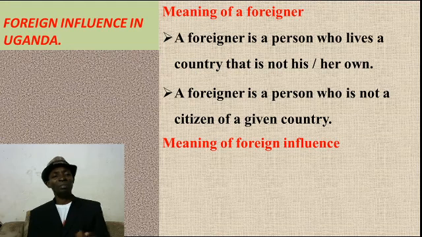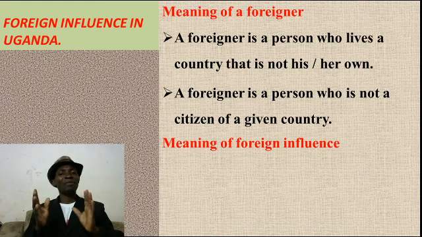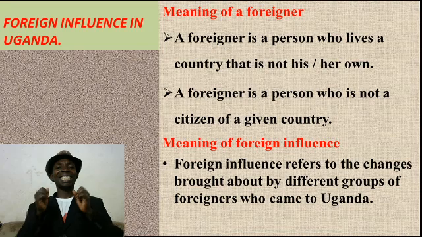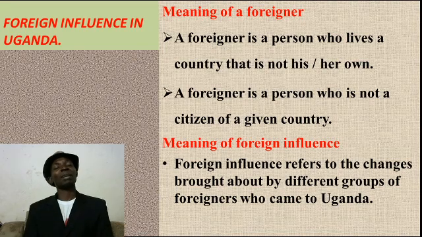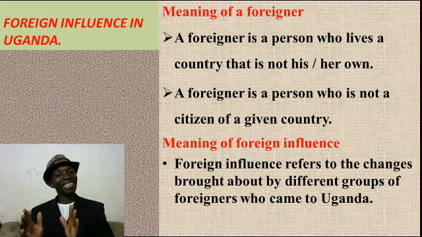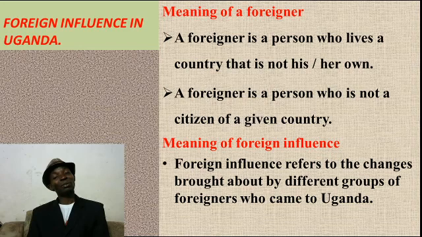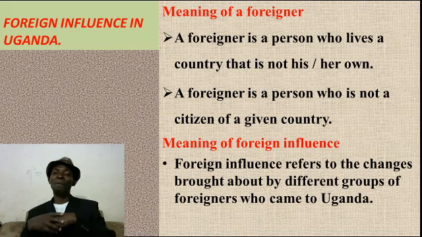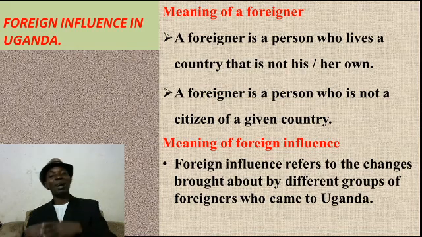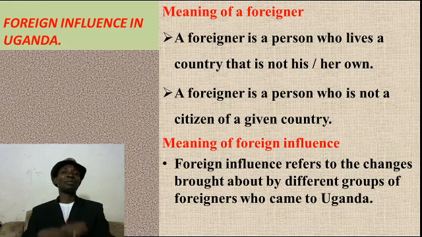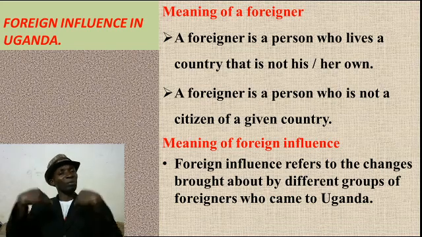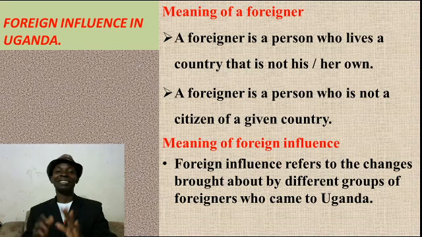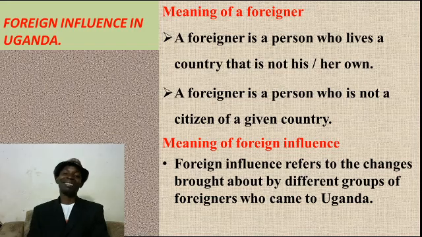Now, what does the word foreign influence mean? Foreign influence means the changes brought about by different groups of foreigners who came to Uganda. It means that in Uganda some time back, we did not have the things we have today. We had no vehicles, no buses, no aeroplanes, no televisions, no mobile phones, no laptops, no cameras. But when these groups of foreigners came to Uganda, they brought so many changes, and those changes brought about by different foreigners is what we call foreign influence.